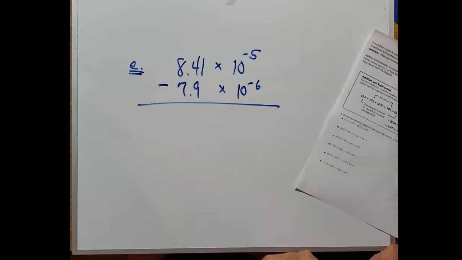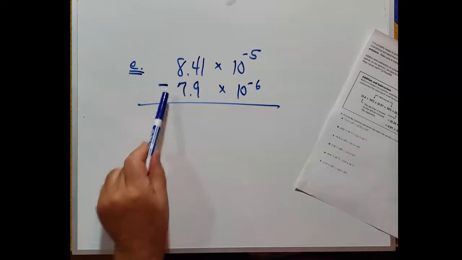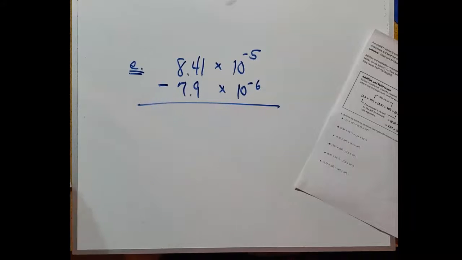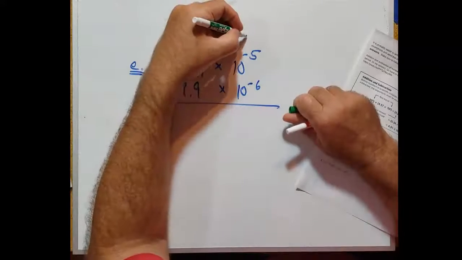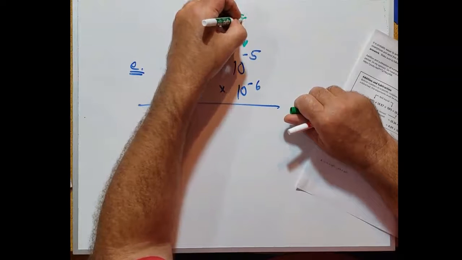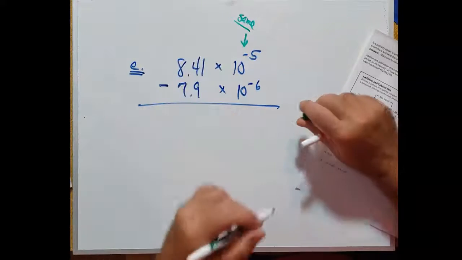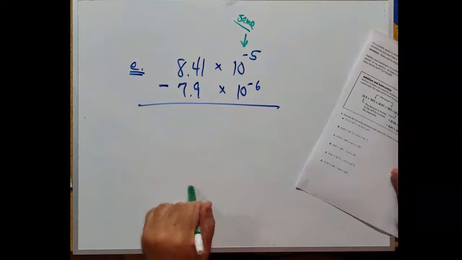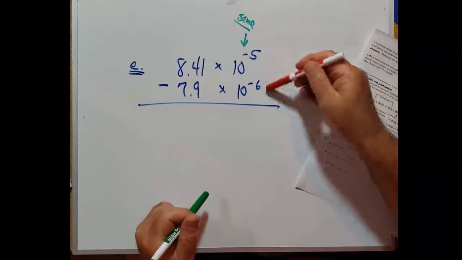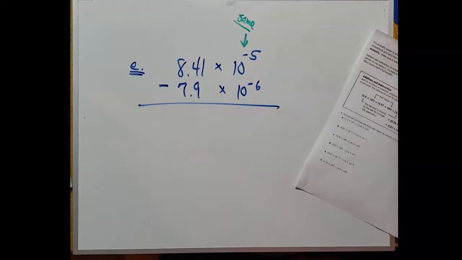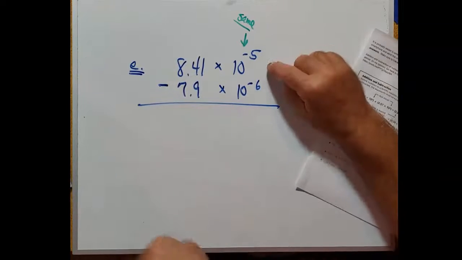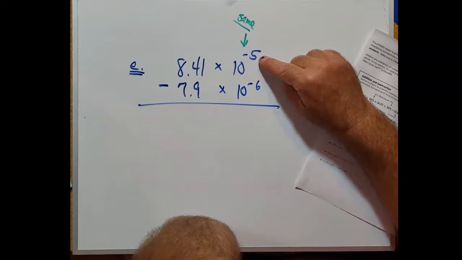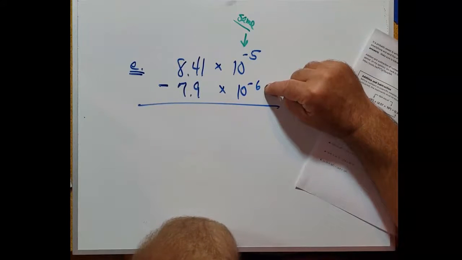Now, I have it set up like this. Can I go straight ahead and do the subtraction? Now, what you're looking for here is for addition and subtraction that the exponent part of the number has to be the same. And they are not the same in this case. So what should we do? Should we change the -5 to a -6 or the -6 to a -5?